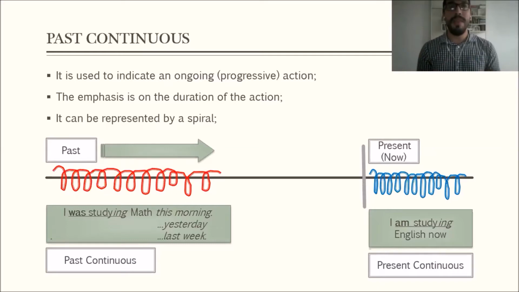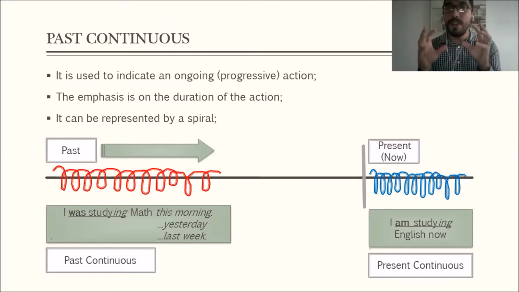So right there, you can see that we have a timeline. In that timeline, we have the past and the present represented. The past and the present, or now, right now. Pay attention here. In the present, I am communicating that I am studying English now. That's what you're doing. You are studying English now.